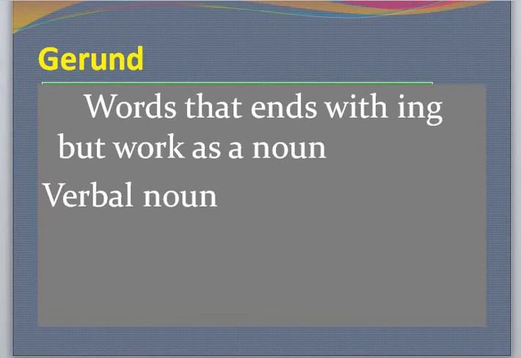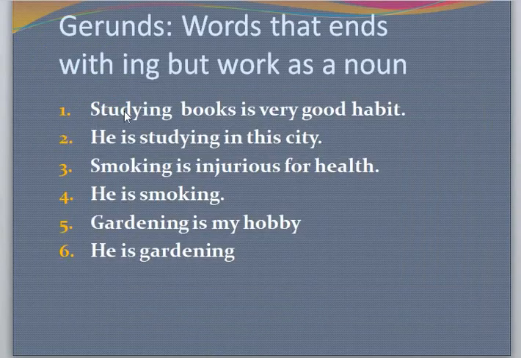Let me explain with examples. Studying books is a very good habit. In this sentence, you can see studying books is a very good habit, although studying is a verb. But in this sentence, you can see that studying has been used as the subject of this sentence. Studying books is a very good habit. That's why we can see that in the first sentence, studying is a gerund, it's a verbal noun.